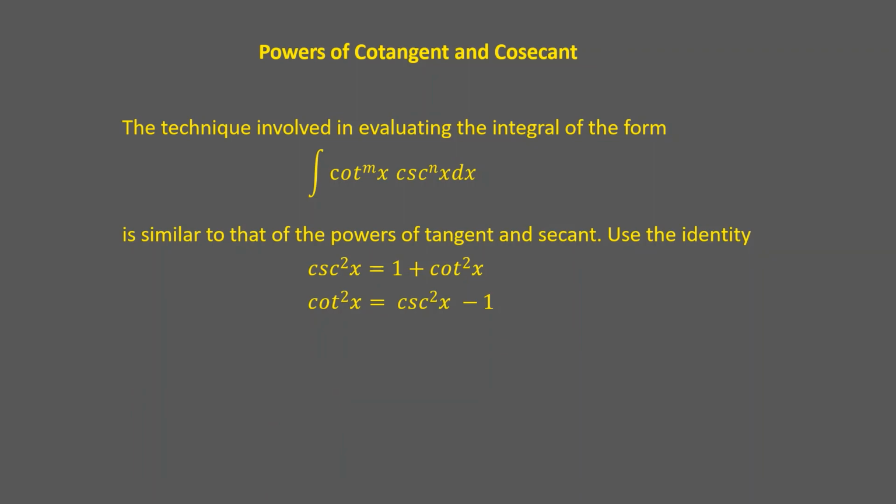The procedure that we have just illustrated can be extended to transforming integrals involving products of powers of the cotangent and the cosecant functions, where the appropriate identities to apply are cosecant squared of x equals 1 plus cotangent squared x, or we can use the form cotangent squared of x equals cosecant squared of x minus 1.